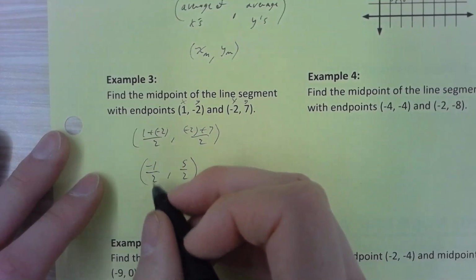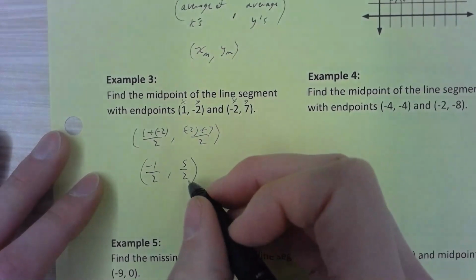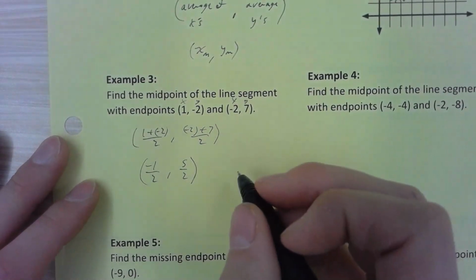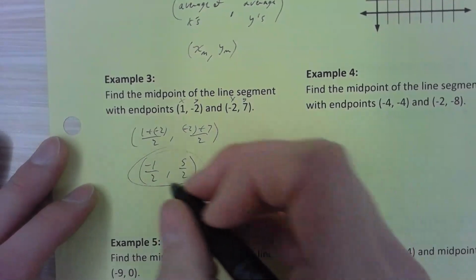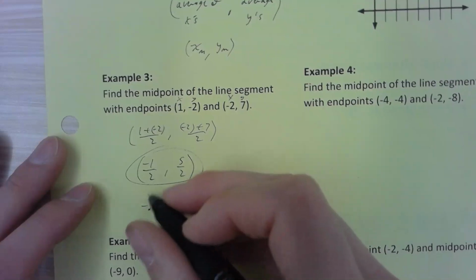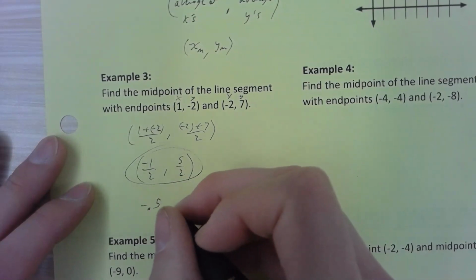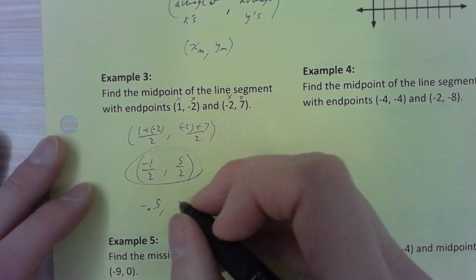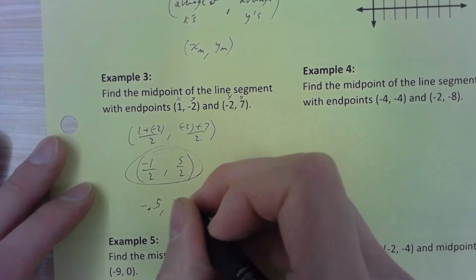And since -1 doesn't divide evenly by 2, and 5 doesn't divide evenly by 2, you can actually leave your answer like this. Or you could simplify or divide to find a decimal. So -1 divided by 2 is -0.5. 5 divided by 2 is 2.5.